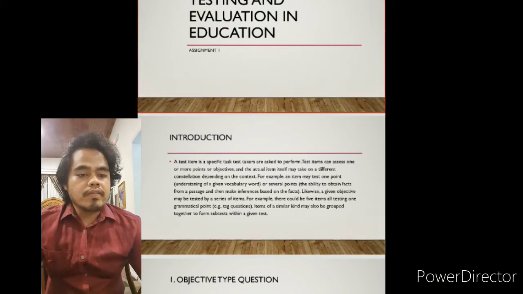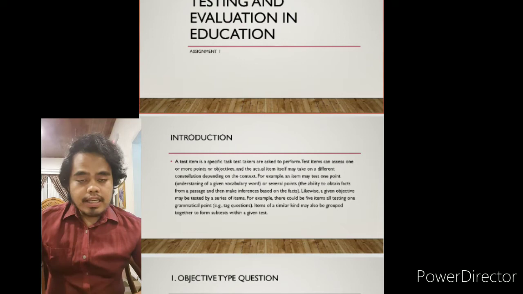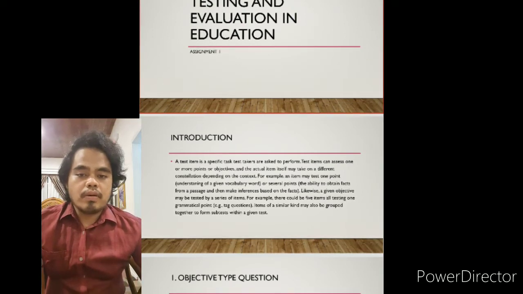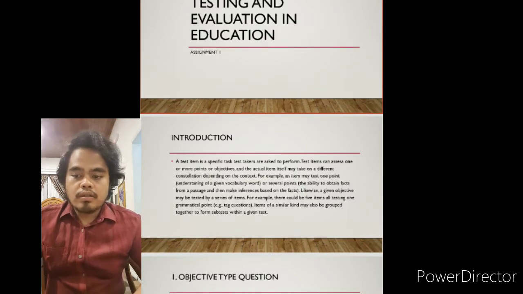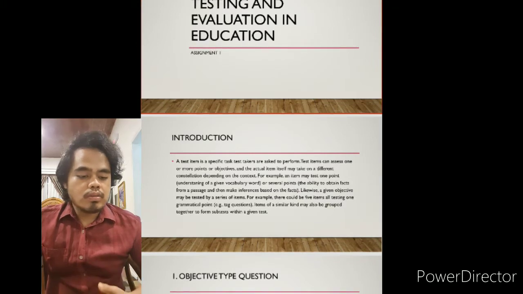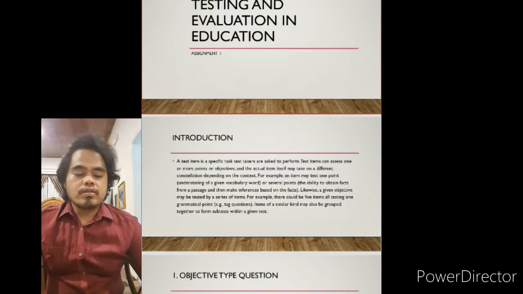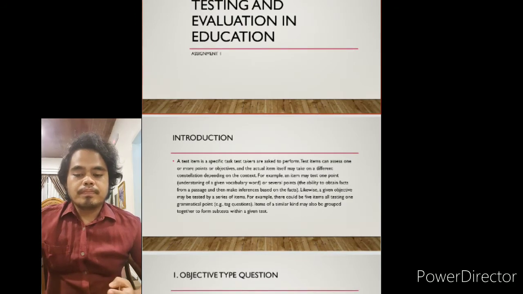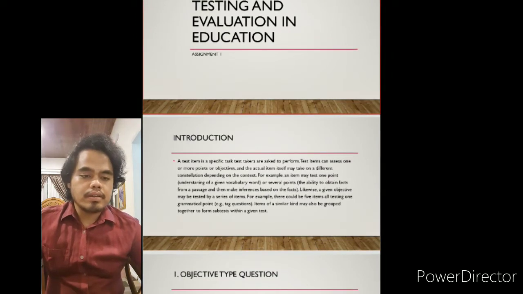Likewise, a given objective may be tested by a series of items. For example, there could be five items testing one grammatical point. The test items that we will explain today are objective type questions, short answer, and extended answer. The objective questions are like multiple choice, true or false, and so on. The short answer will be matching, and the extended answer will be the essay.